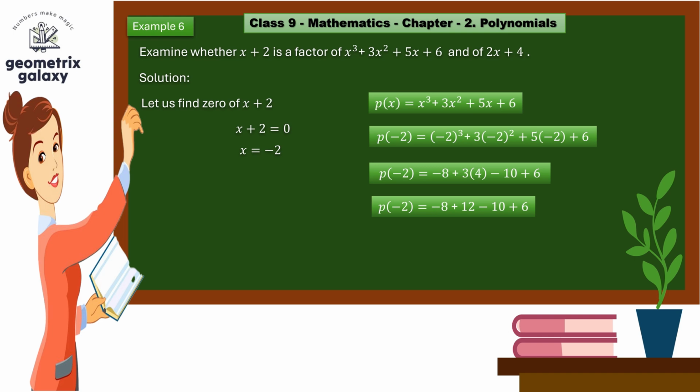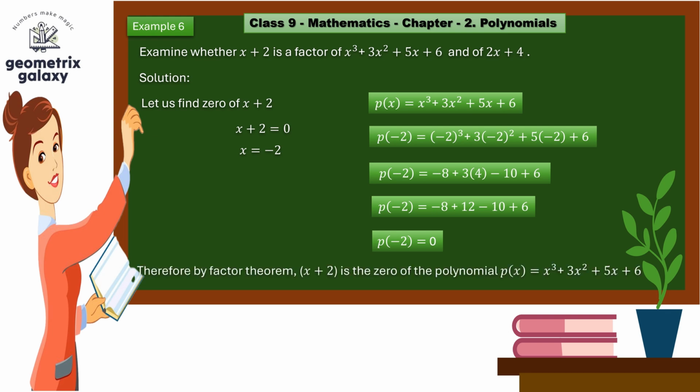Now, if we add, we are getting p of minus 2 is equal to 0. Therefore, by factor theorem, x plus 2 is a factor of the polynomial p of x is equal to x cube plus 3x square plus 5x plus 6.